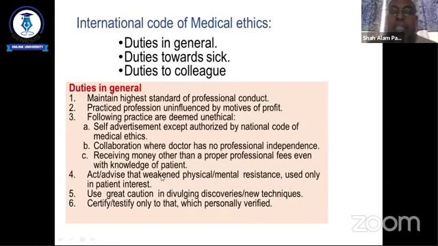Any act or advice that weakens physical or mental resistance should be used only in the patient's interest, not for other issues. Hence, any act of the doctor or advice of the physician that weakens the physical or mental resistance is used only for the sake of the patient. Use great caution in divulging discoveries or new techniques in research projects, etc. Certify or testify only to what is personally verified.